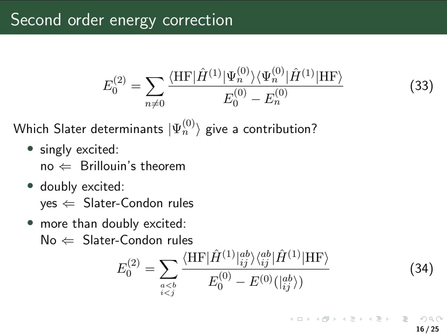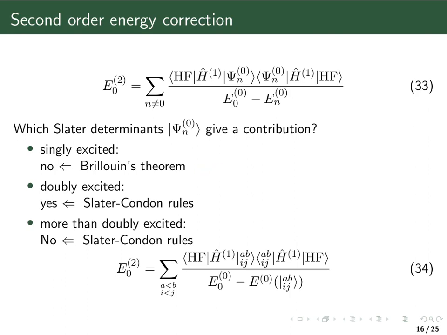Now, single excited, well, by now you should know that a matrix element of the Hamiltonian between Hartree-Fock and the single excited determinants is 0 because of Brillouin's theorem. Now here we don't have the full Hamiltonian, we only have this first order correction, but if one evaluates this matrix element, it turns out to be the same. So the single excited determinants are not going to contribute because of Brillouin's theorem.